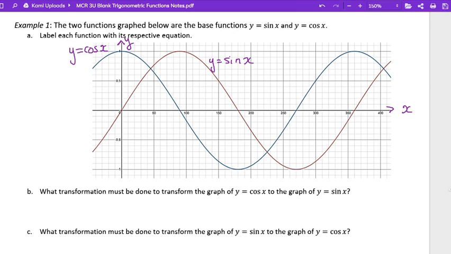All right, so we've talked about this yesterday, folks. What transformation must be done to transform the graph of cos x to the graph of sine x? We're starting off with cos x, and we want to make it identical to sine x. I want you to try this out. You're literally going to shift it over left or right, and you're going to use the word phase shift. So try writing something. Don't worry if you get it wrong. There's a lot of space there.